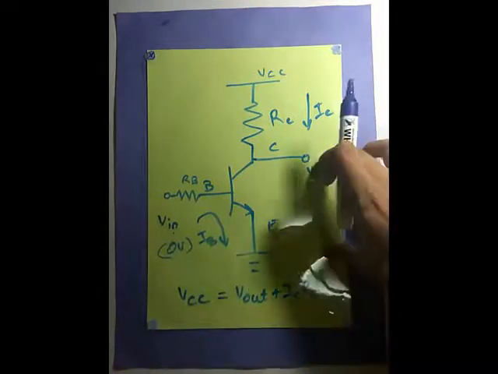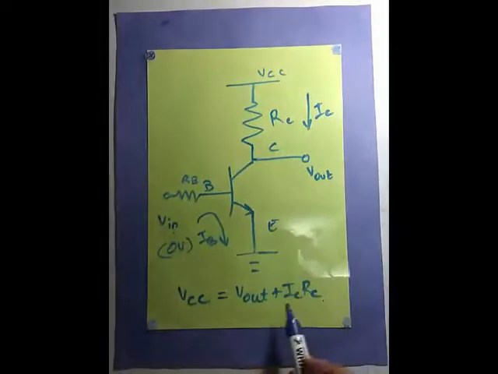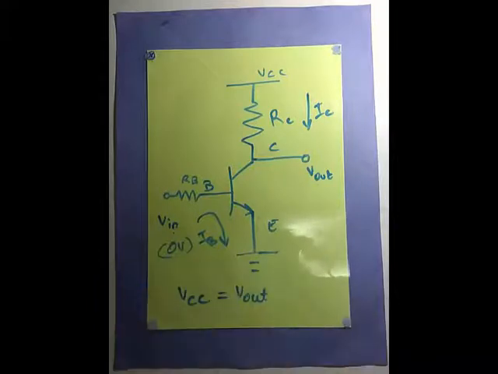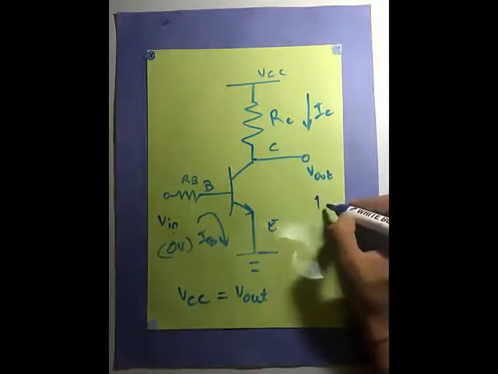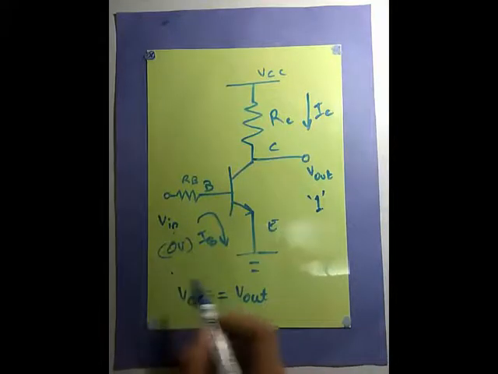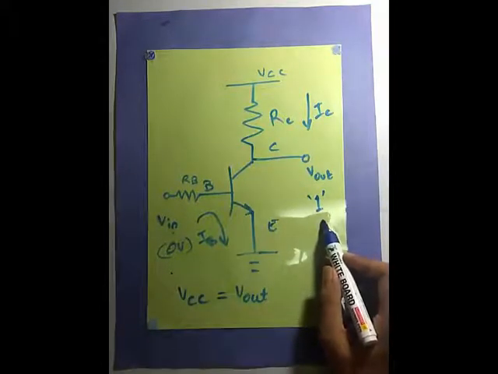So let us measure the voltage at Vout. So what will happen is IC will naturally be 0 and this complete term will turn out to be 0. So our Vout will be equal to VCC, which can be interpreted as logic 1. So when my input logic is 0, my output is logic 1.